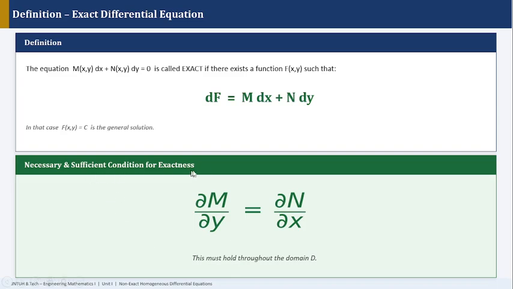The necessary and sufficient condition for exactness is that both partial derivatives ∂M/∂y and ∂N/∂x are equal. And this is the general definition. An equation M dx plus N dy equal to 0 is called exact if there exists a function f of x, y such that its total differential df equals M dx plus N dy, where f of x, y equal to c is the general solution.